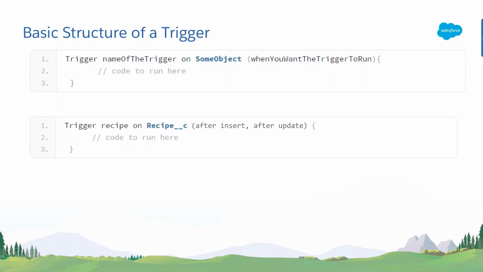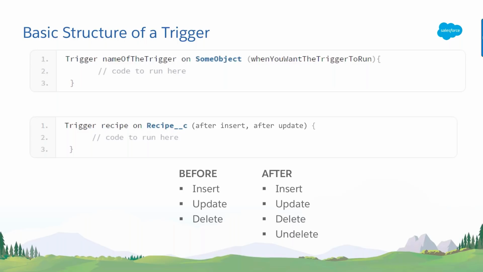And so down in the second section there, I have a trigger that is very similar to one that we're going to run later on. You can see that it says trigger. It's called recipe, so that's the name of the trigger. It's working on a recipe custom object. It's going to work on data after the data is inserted and after the data is updated. You have other options. You can work with before insert, before update, before delete, or you can work with data after it's inserted, after it's updated, deleted, or undeleted.